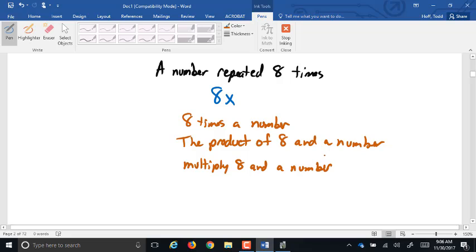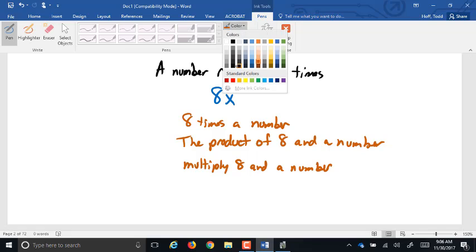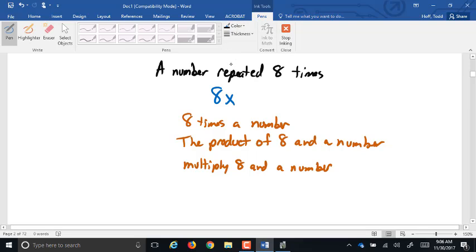When we do multiplication, we tend to always put the variable second and the number first. But again, it doesn't matter. 8 times x and x times 8 would be the same result.